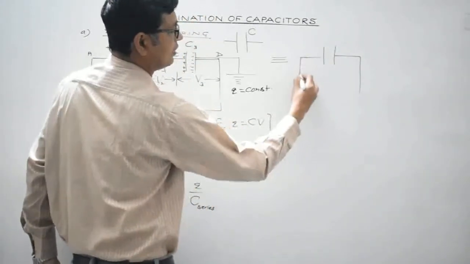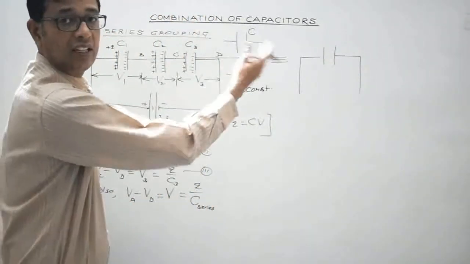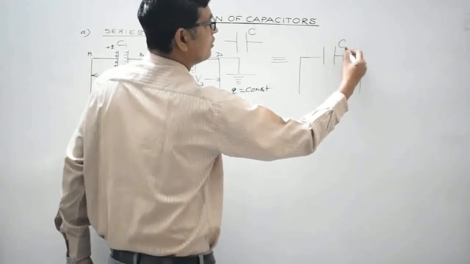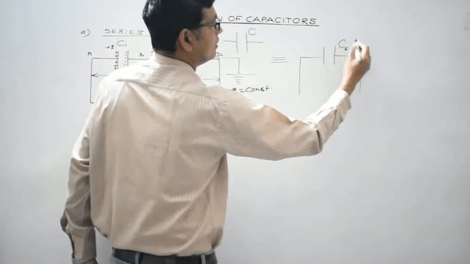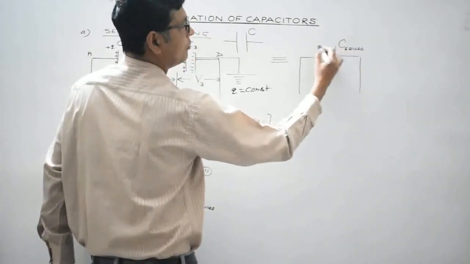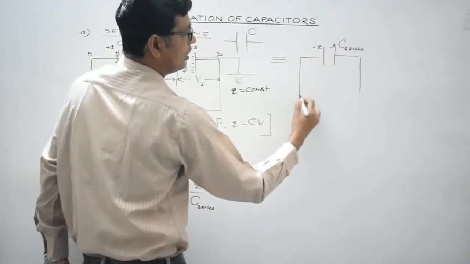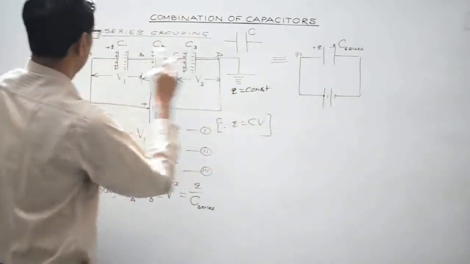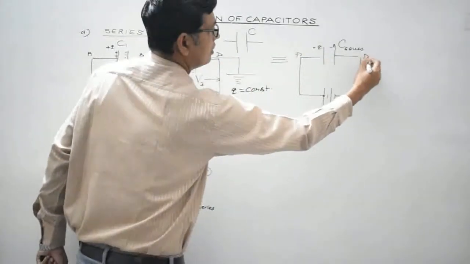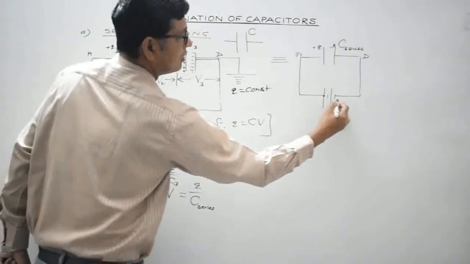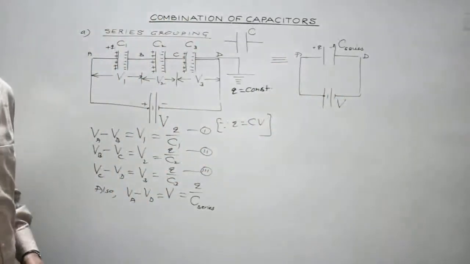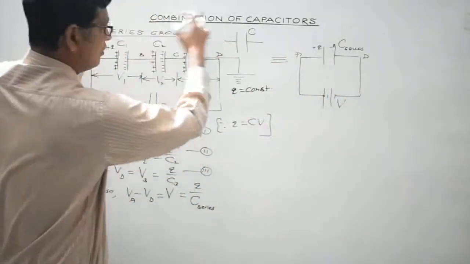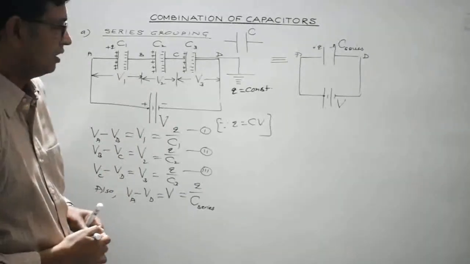Like this. I have replaced the three capacitors with a single capacitor having capacitance of C series. Charge would be the same, plus Q and minus Q, and the potential difference between the points A and D is V. It's absolutely okay. So it is the equivalent diagram of the original one, right?